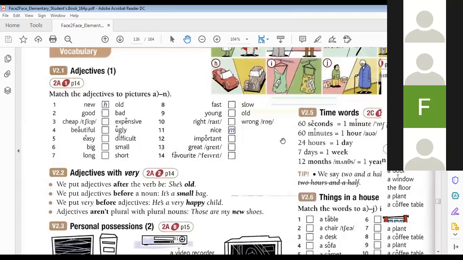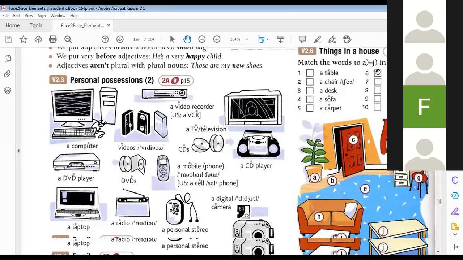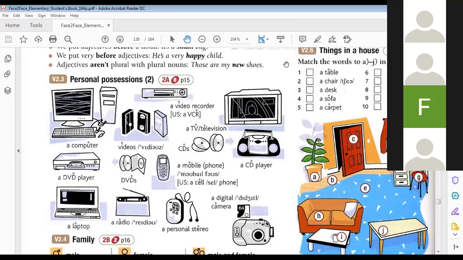What is it? Okay, here it is. Things in the house. So all of these are, of course, things in the house. So here we want to match the item with the letter, okay? So in the first item, we have a table. So which letter is the table?